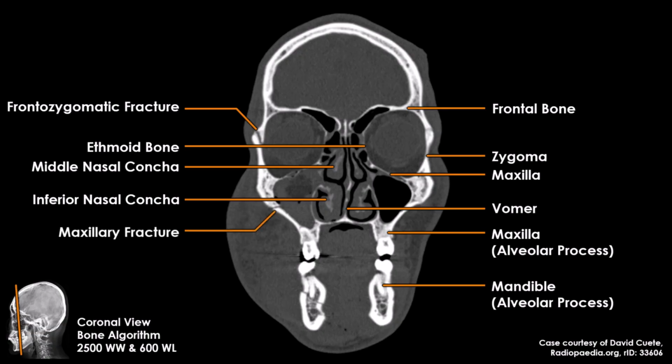There's also a fracture in the lateral wall of the maxillary sinus. That's why this sinus is filled with blood and fat. The fracture created an opening for facial fat to herniate into the sinus.